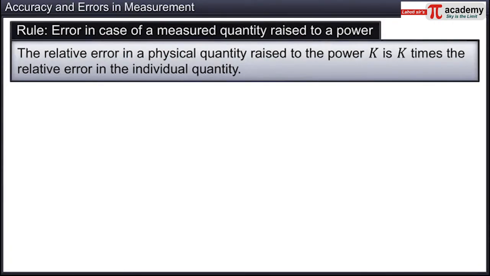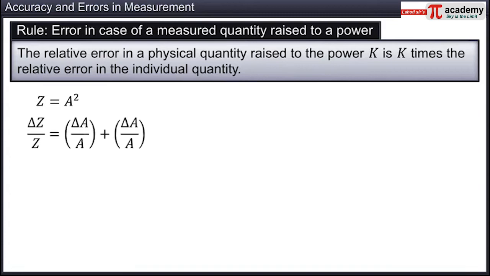The relative error in a physical quantity raised to the power k is k times the relative error in the individual quantity. If Z is equal to A square, then delta Z by Z is equal to delta A by A plus delta A by A is equal to 2 into delta A by A. Hence, the relative error in A square is twice the error in A.